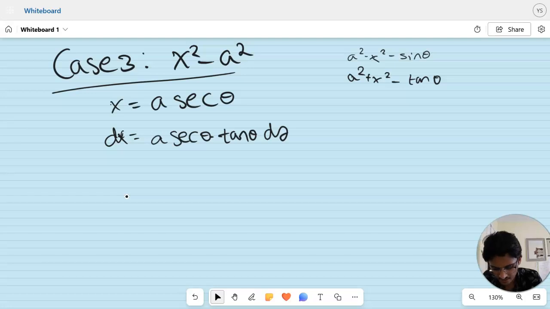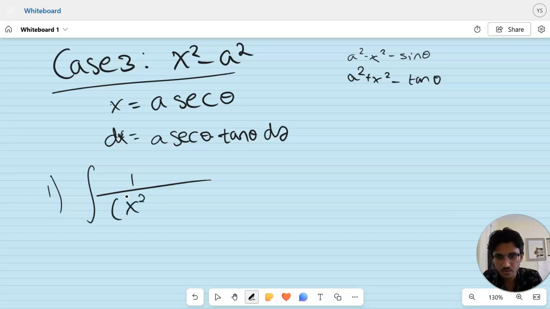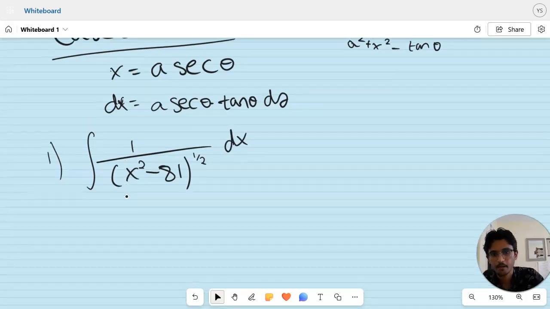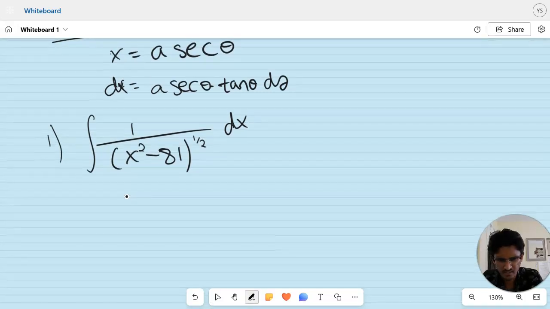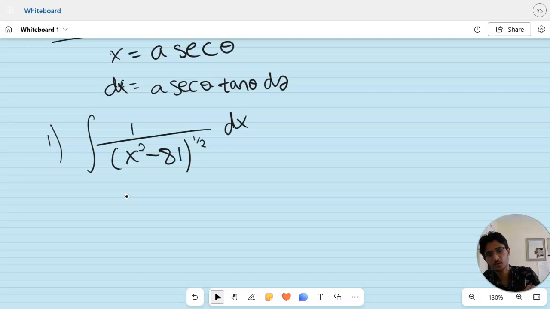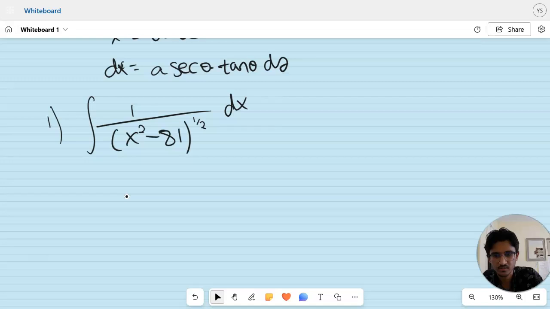Okay, let's have a look at an example, because why not, right? Let's say we're told to find the integral of 1 over x squared minus 81 to the half dx. To the half, so that means square root. So what does this look like? This doesn't look like a squared minus x squared. It looks like x squared minus a squared. That looks like a secant substitution.